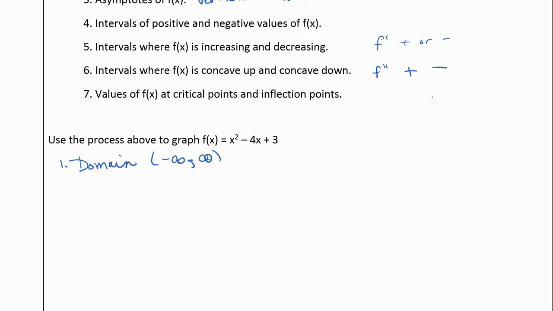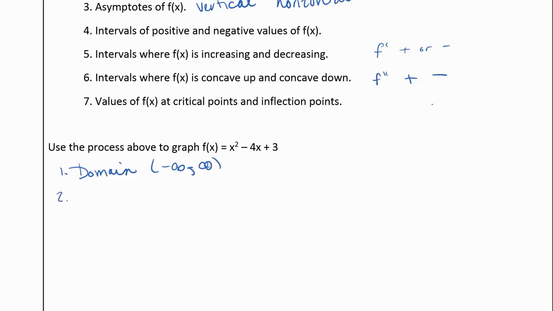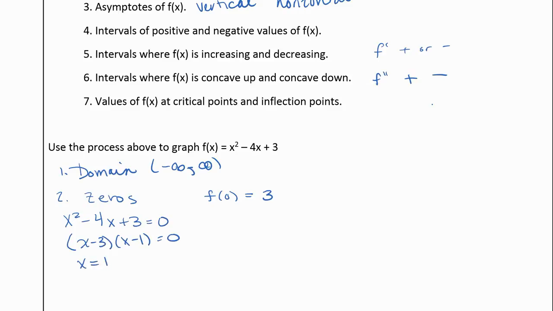Okay, next we're going to look for the zeros and f of 0. So f of 0, if we plug in 0, is 3. And if we set x squared minus 4x plus 3 equal to 0, this factors as x minus 3 and x minus 1. So we get the zeros are x equals 1 and x equals 3. So we have x-intercepts at 1 and 3.